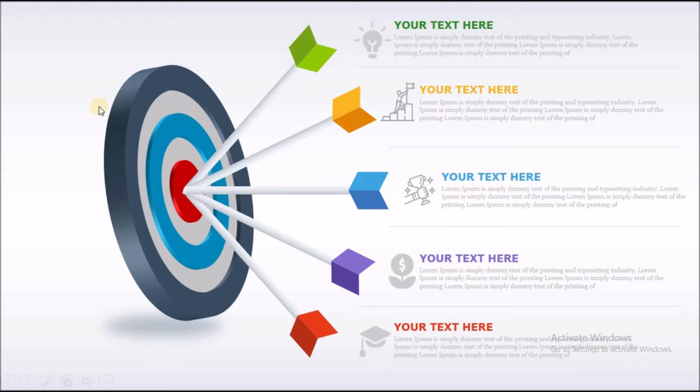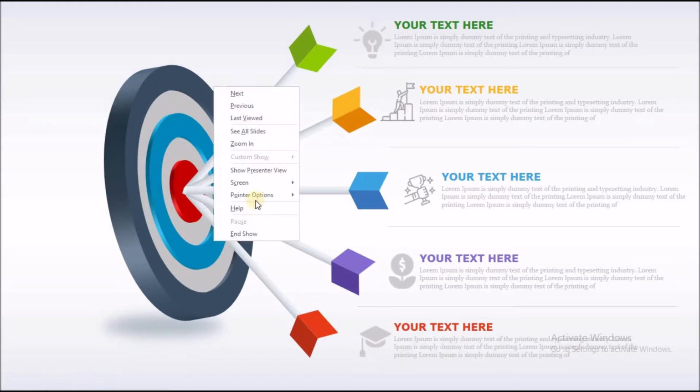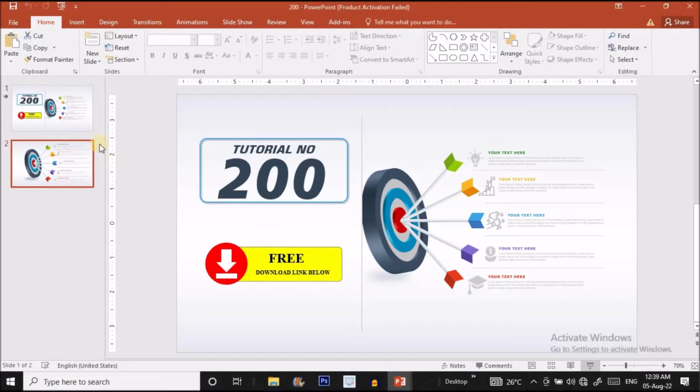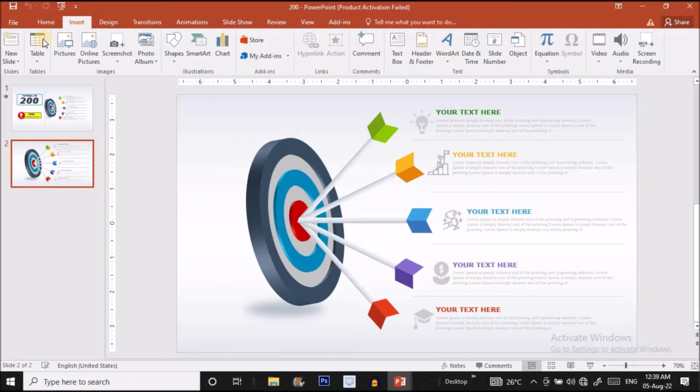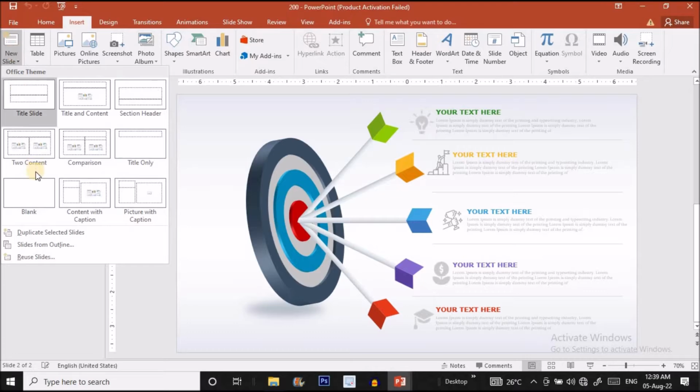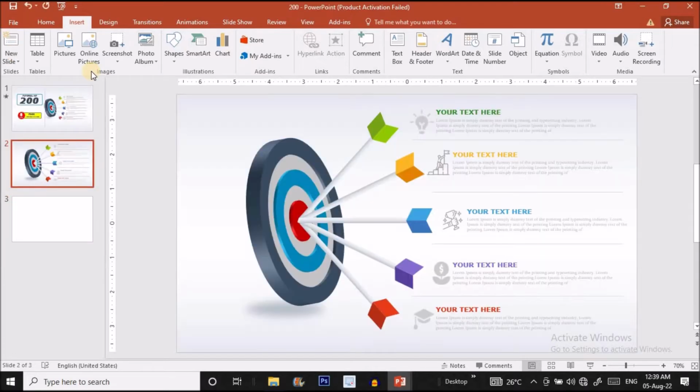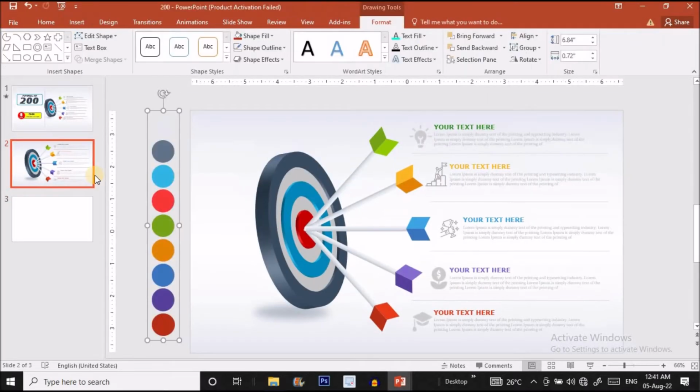So before wasting any further time guys, let's get started. So I'm going to end the show and click on insert option. Here you will find the new slide option. Just click on that and choose a blank slide. So after this, what I'm going to do, I will copy this color sample from the previous slide by pressing Ctrl C and paste it over here on the new slide by pressing Ctrl V on the keyboard.